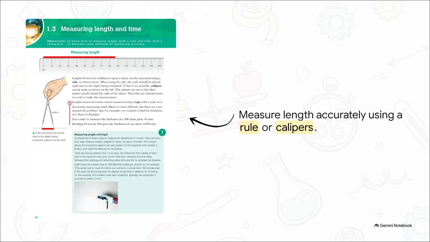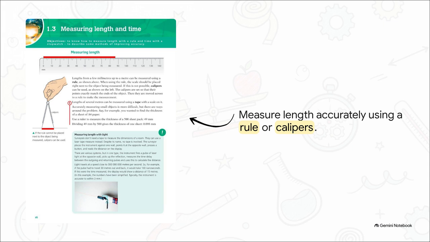Everyday lengths, from a few millimeters up to a meter, are handled easily with a standard rule or, if you need more precision, some calipers. But what if I ask you to measure the exact thickness of a single sheet of A4 paper? Your standard ruler just isn't going to cut it. So physicists use a really clever workaround. You measure a large multiple.